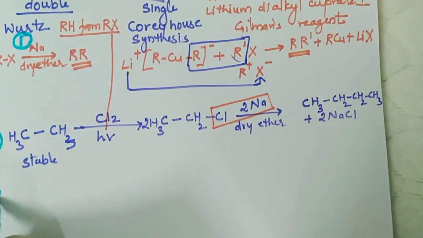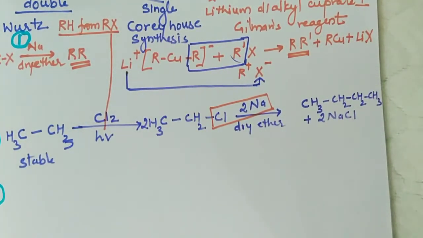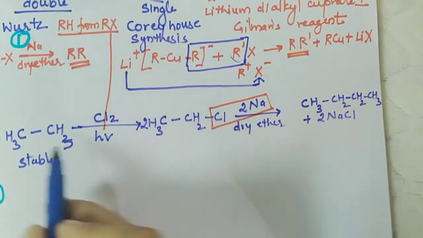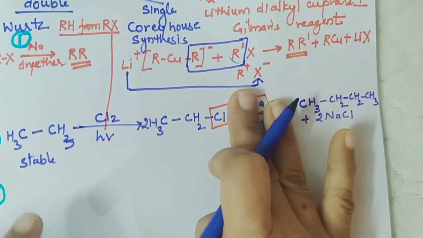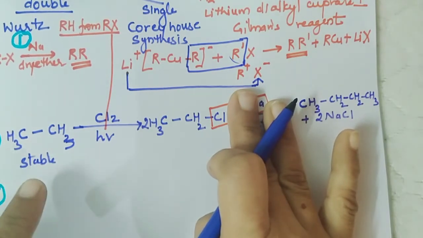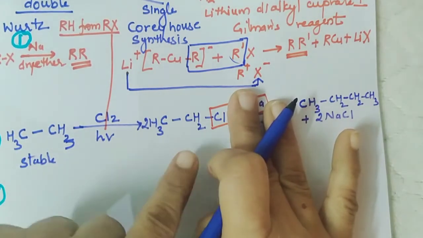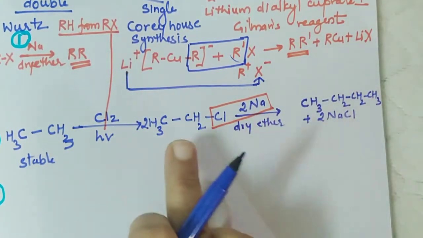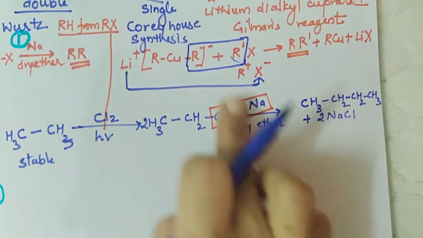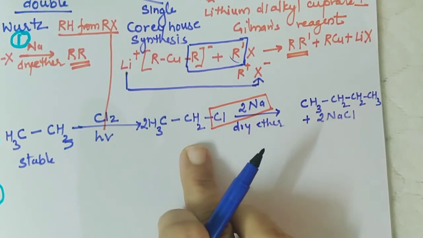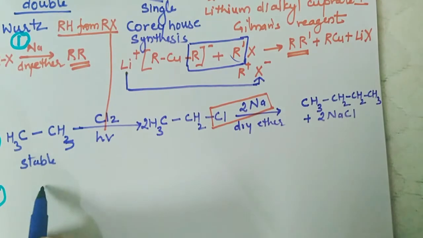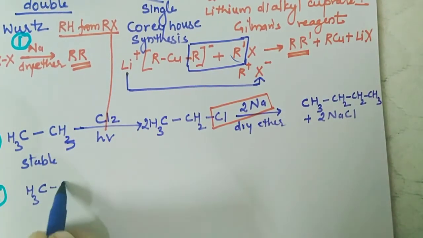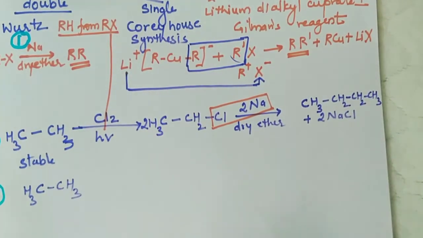Now what is Corey-House? In Corey-House, up to here the process will remain the same. Only we have to activate the stable alkane compound into alkyl halide. और if already you are having this, यदि आपके पास पहले से alkyl halide है तो आपको उसमें कुछ नहीं करना होगा. But if we are having any alkane, we are taking the same example. This is unstable. अब तक हमको ये समझ में आ गया है.